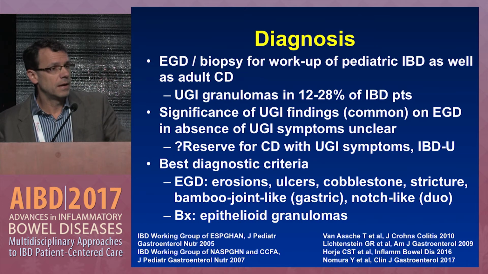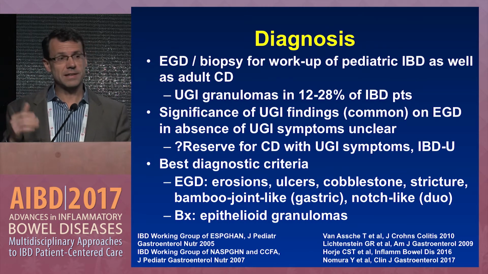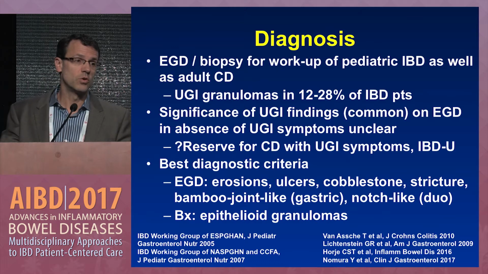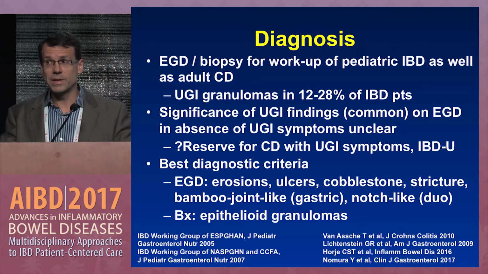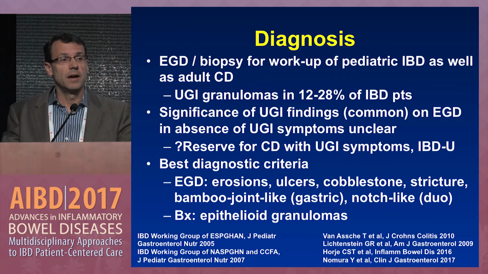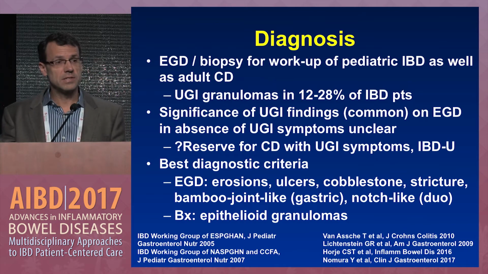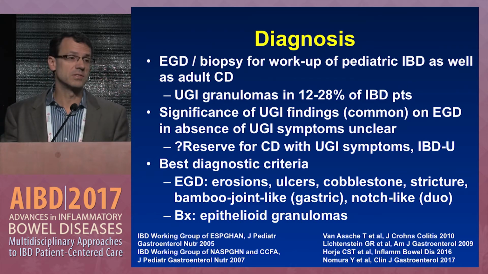From my reading and experience, the best diagnostic criteria I've found to diagnose gastroduodenal Crohn's disease on upper endoscopy is the presence of erosions, ulcers, cobblestone-like appearance, stricturing, a bamboo joint-like appearance that you can see in the stomach, or a notch-like appearance that you can see in the duodenum.